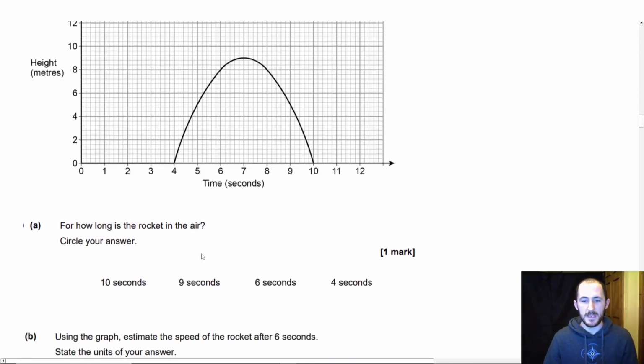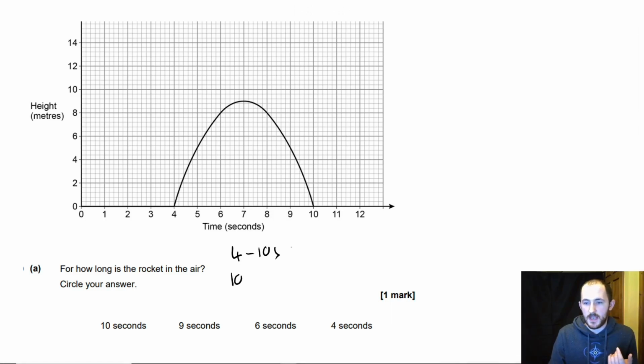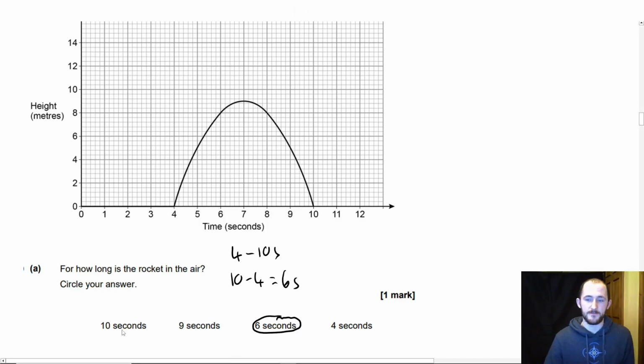The number of people that circled 10 seconds was a lot. It's only in the air when the height isn't 0. So it's in the air from 4 to 10 seconds, which is 10 minus 4, 6 seconds. Good. But a surprising number of people circled 10, because they looked here. Tunnel vision. They had binoculars on when they were doing the paper, apparently. But easy done. I'm not going to lie, I've made very stupid mistakes. It's very easy to do.